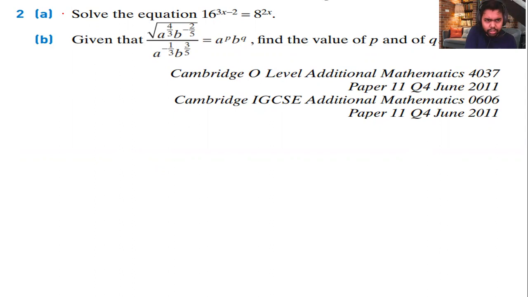Today we are going to solve this past paper of additional maths. This question is from indices and surds. So let us start our solution. First of all, I'm going to solve question number 2A. It is of 3 marks.